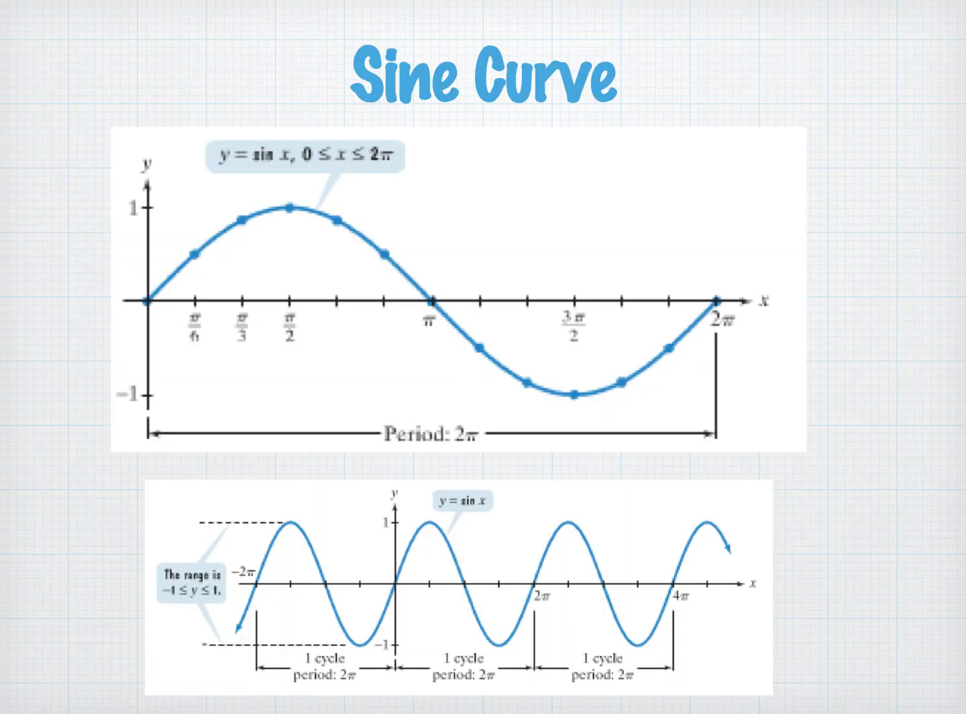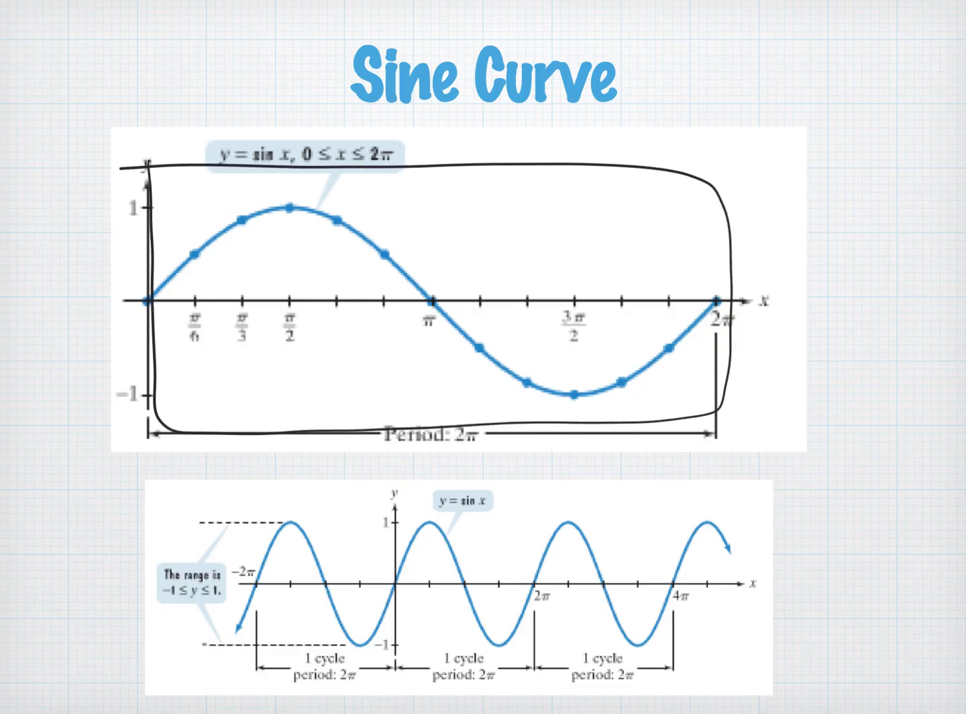All right, so this is what a sine curve looks like. I'm sure by this point most of you already know, but what you see up top right here is one period or one cycle. So this up here is one cycle of sine.